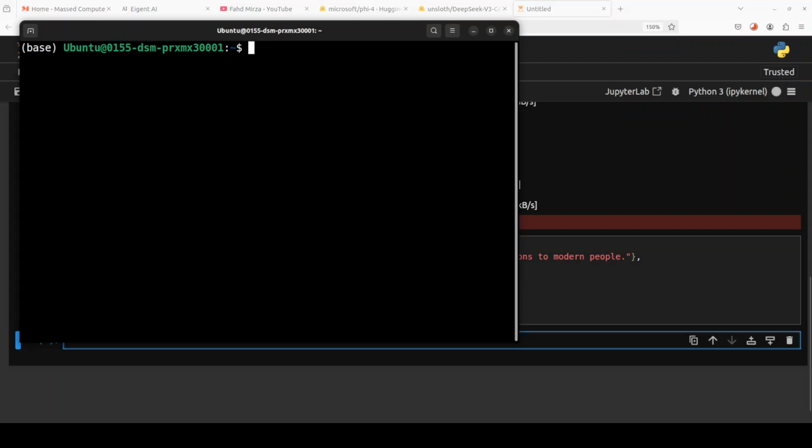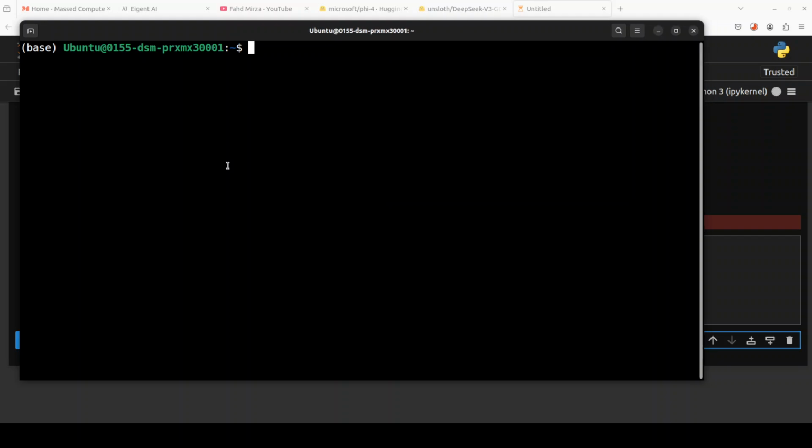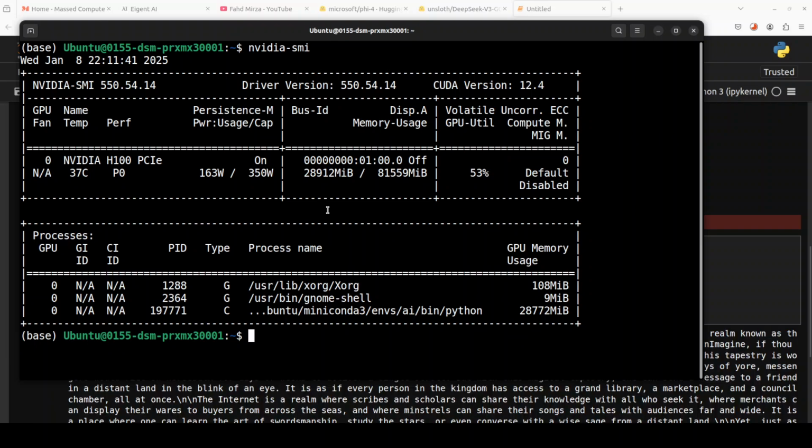And while the model is printing out the response, let's quickly check the GPU consumption, which is around 29 gig of VRAM this model is consuming. So pretty high, I would say.